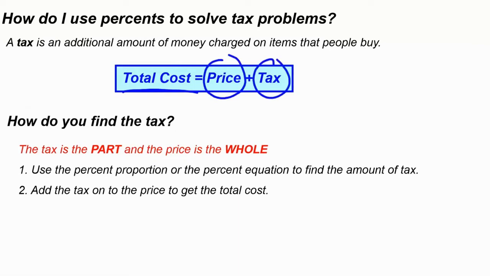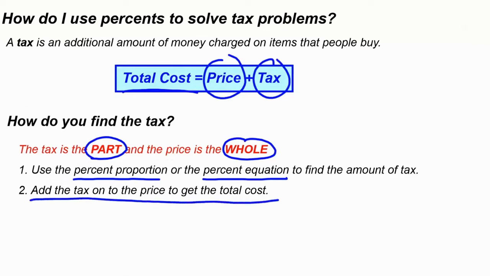So how do you find a tax? Tax is a percent, so the tax is the part and the price is the whole. So that's how we can think of that relationship. You can use either the percent proportion or percent equation to find the amount of the tax. So you can use the proportion to find the part, or you can use the equation to find the part. Either way, you'll find the part of the price, and that's the tax. And then we're going to add that tax onto the price to get the total cost.